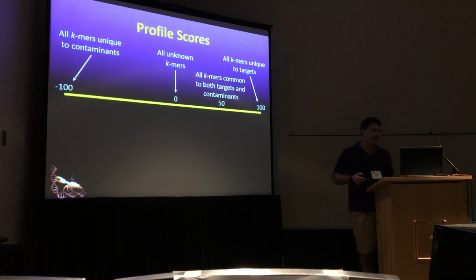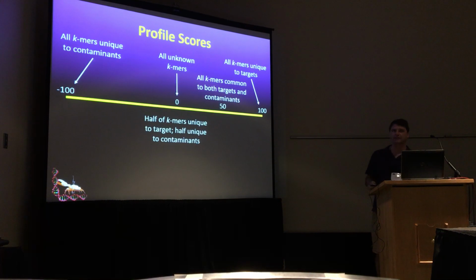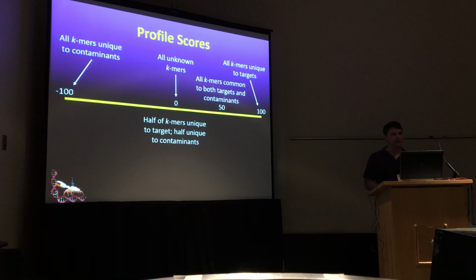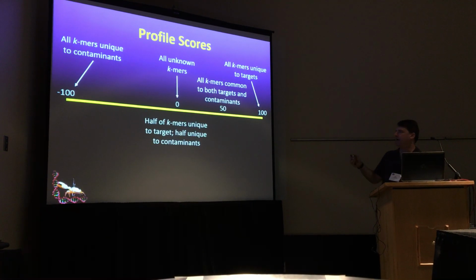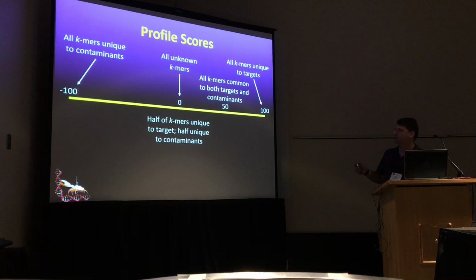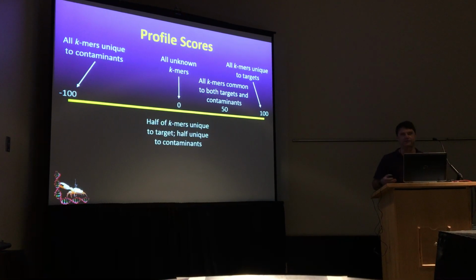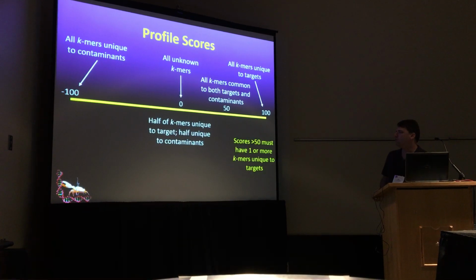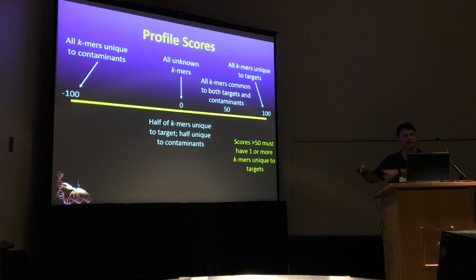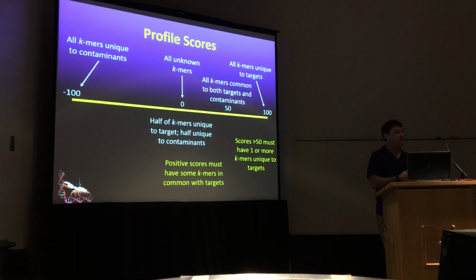I do want to point out that you can get these numbers through other combinations. So we could get a 0 if exactly half of your K-mers were unique to the target and exactly half were unique to the contaminant. This is deliberately asymmetric in the way it was set up, and you don't want to overinterpret these numbers. It's just a way of putting things on a scale that gives you some flexibility. The important part is that scores greater than 50 have to at least look somewhat unique to the target. Things that are positive at least have to have something in common with the target.